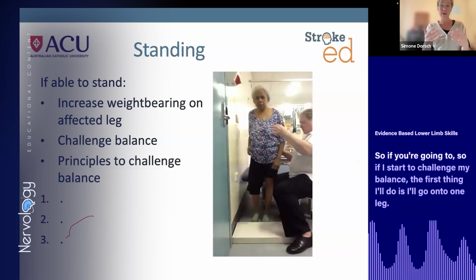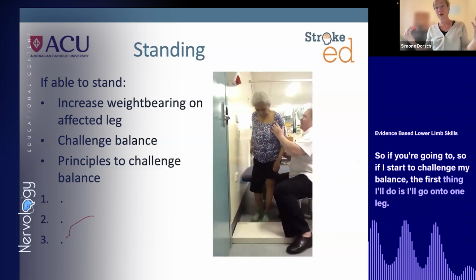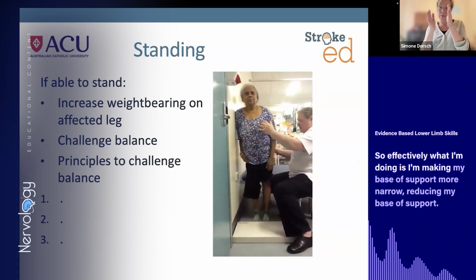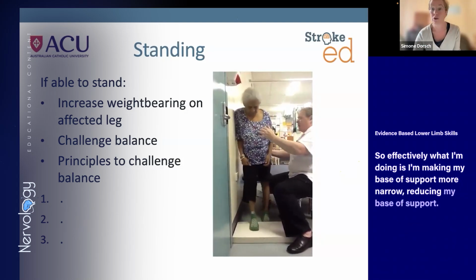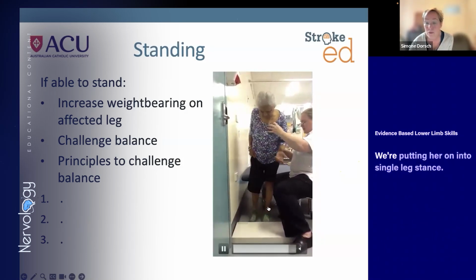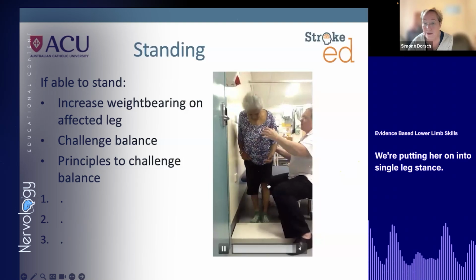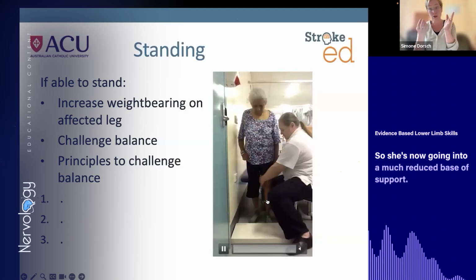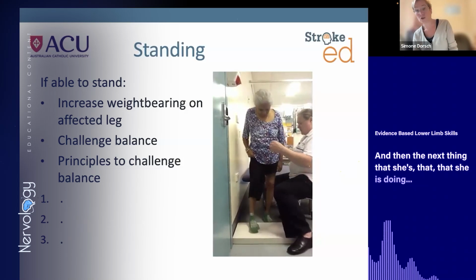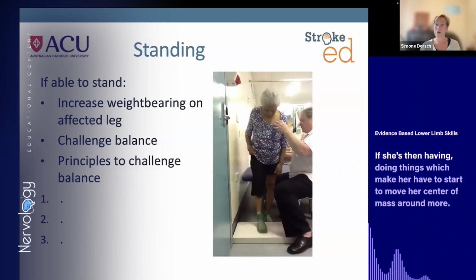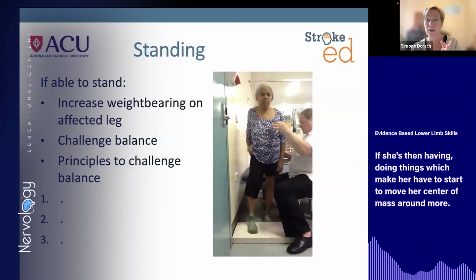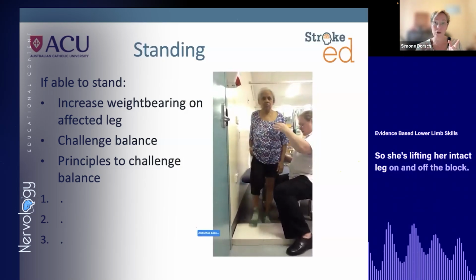So if I start to challenge my balance, the first thing I'll do is go onto one leg. Effectively, I'm making my base of support more narrow, reducing my base of support. And that's what we're doing with this lady here. We're putting her into single leg stance, so she's now going into a much reduced base of support. And then the next thing she is doing is things which make her have to start to move her center of mass around more. So she's lifting her intact leg on and off the block.